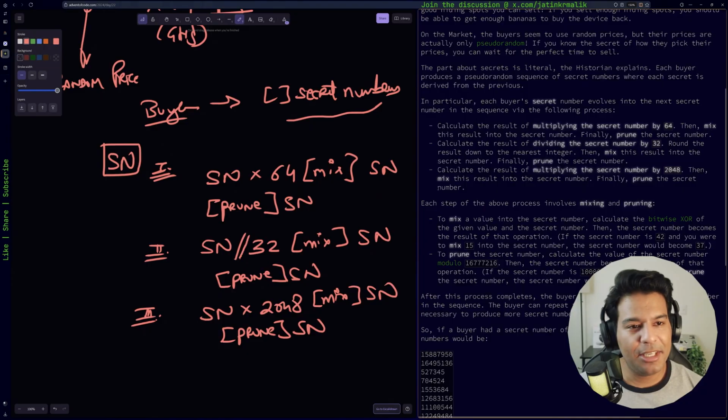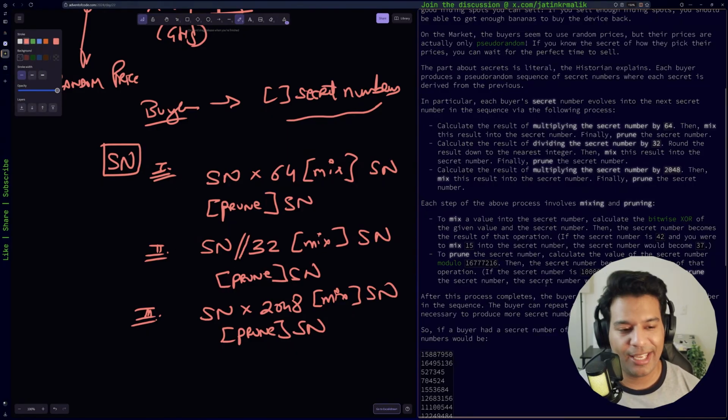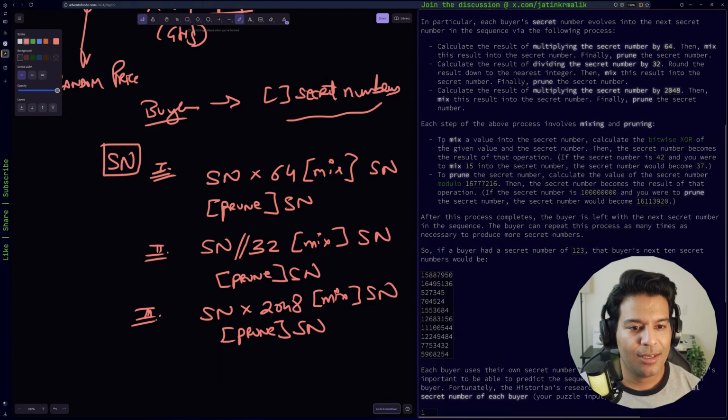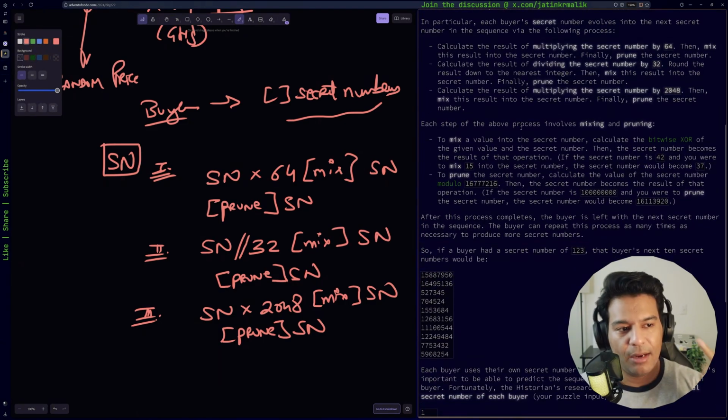Interestingly, these pseudo-random numbers are often used in cryptography, to encrypt and decrypt things, because usually it uses a seed value or a key in a way that can allow you to decipher the process exactly how we are doing here. Here, instead of knowing the key, we know the algorithm, and I'm hoping we would know some kind of initial key also. Reading further, each step of the above process involves mixing and pruning.